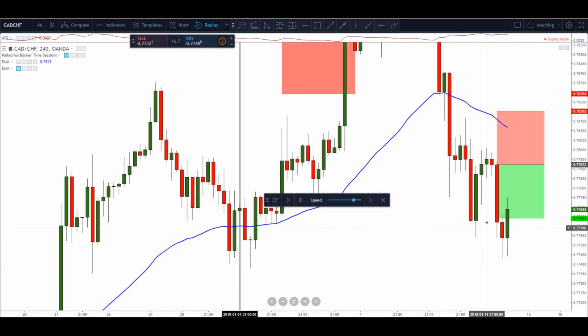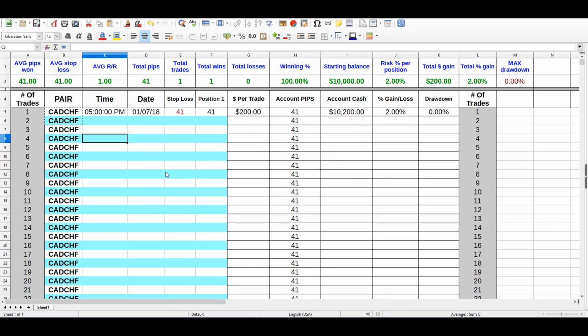And what we can actually do is hover over the candle. So we know that this trade was placed on 1/11 at 2100 in 2018. Head over to the spreadsheet: 2100, 1/11. The stop loss of this trade was 28 pips. The win was 28 pips. So as you can see, you can do this process pretty quickly.